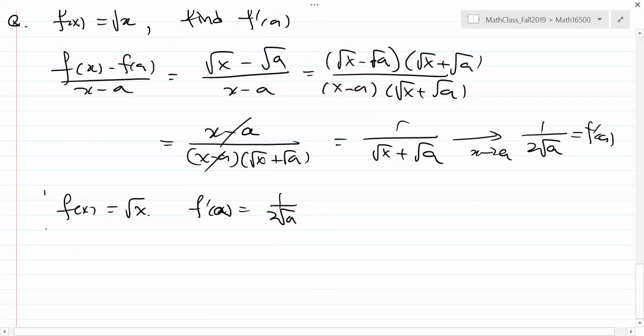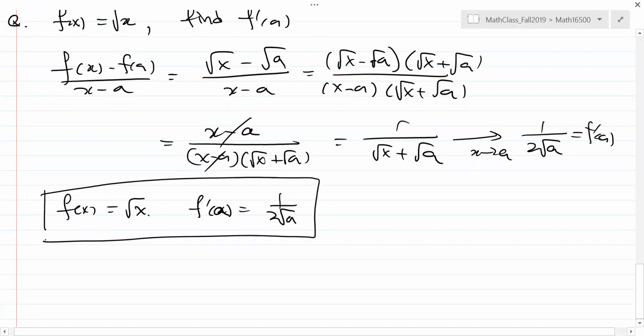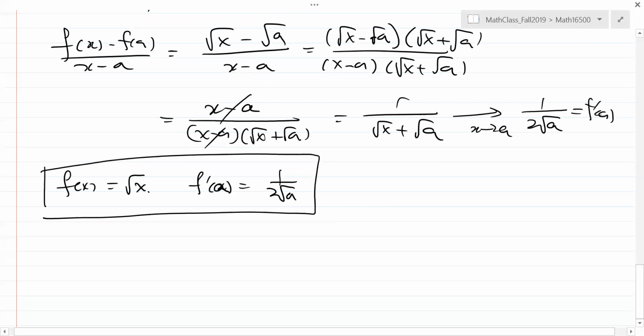But this is so now we got 3, right? But this one I can write in another form. I can write it in this form, x equals x to the 1/2. Then f prime is going to be 1/2 a to the negative 1/2.